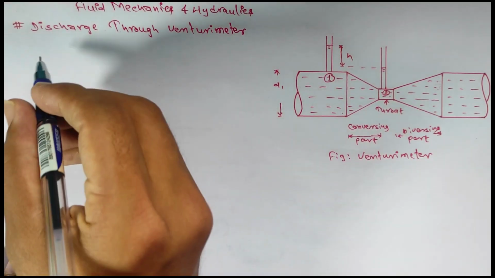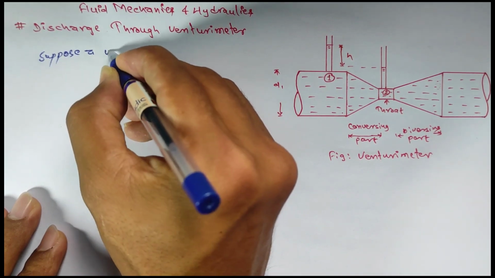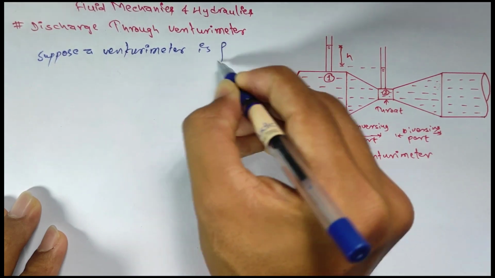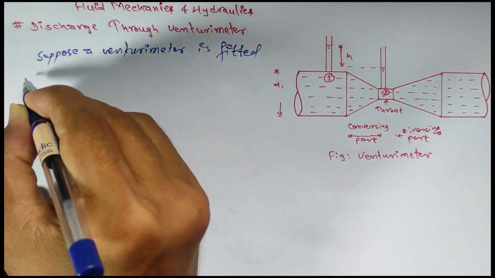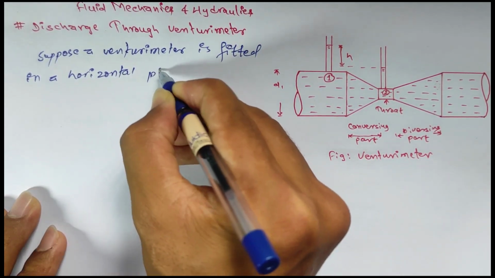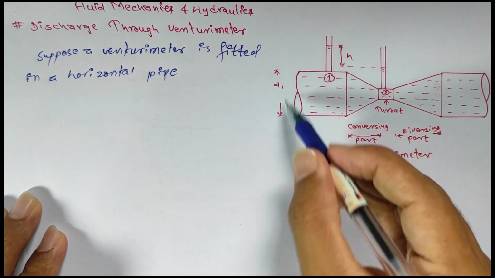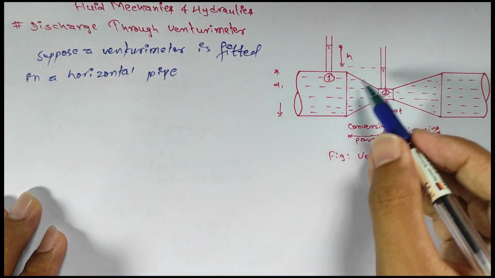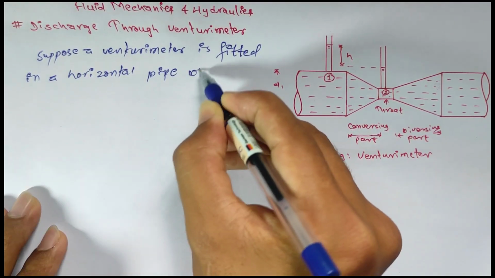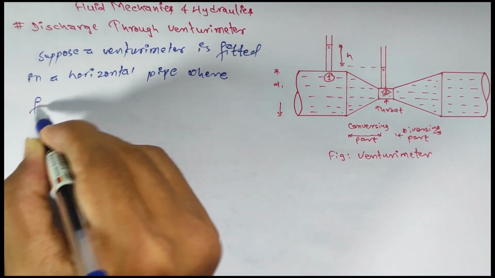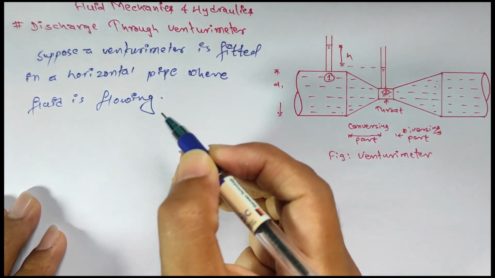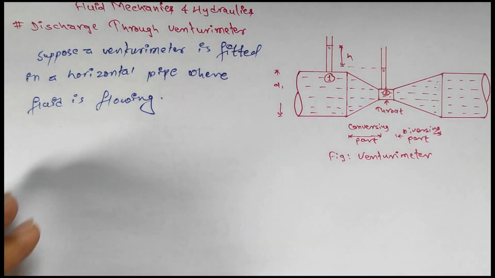Now let's start. Suppose a Venturimeter is fitted in a horizontal pipe. In this pipe, we are fitting this Venturimeter where we are going to calculate the discharge, where fluid is flowing. The fluid may be water or another liquid.